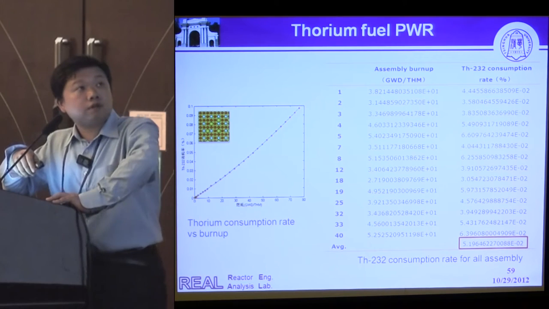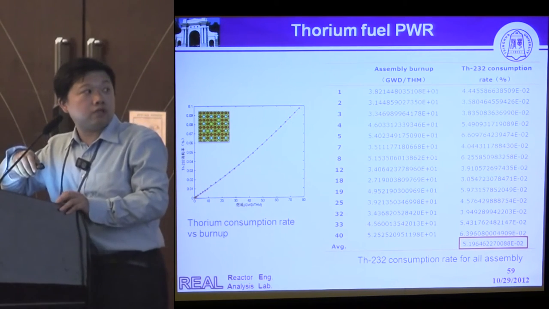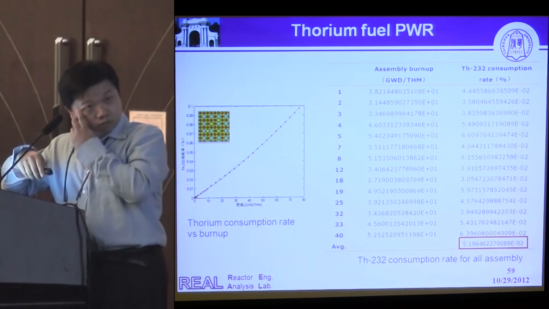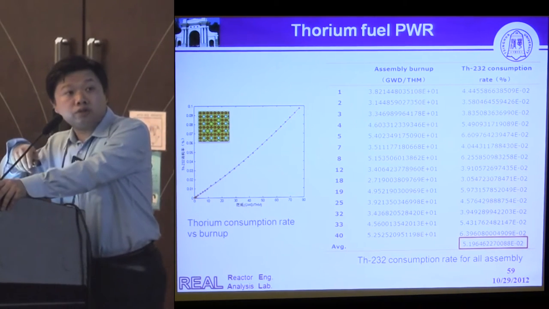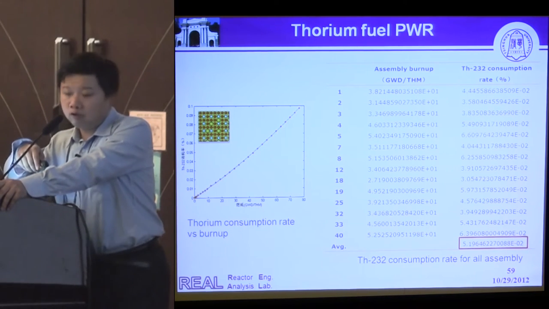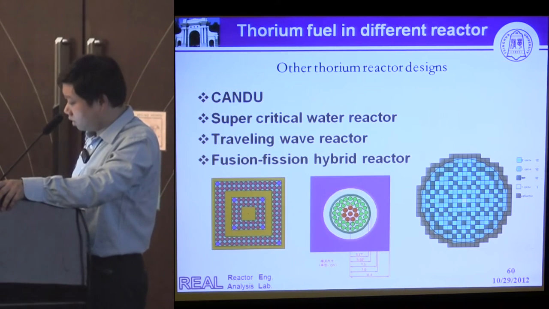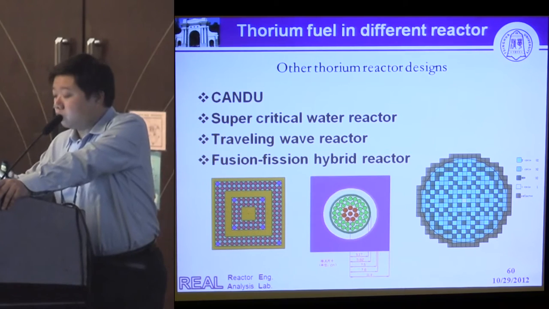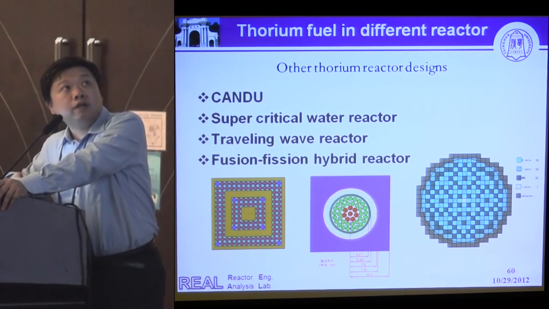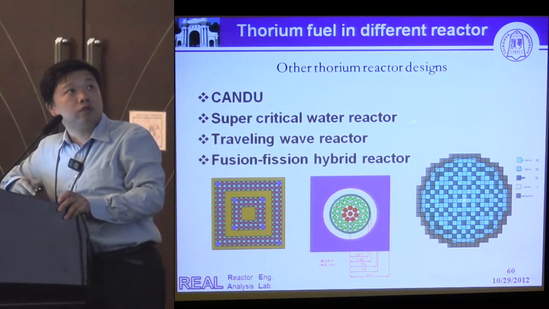And this slide shows the thorium consumption ratio with spin up. For the PWR condition, the thorium consumption ratio is about 5%, which is not very high. We have also done some research work on other reactor designs. We used thorium fuel in the CANDU reactors, the supercritical water reactors, the traveling wave reactors, and the fusion-fission hybrid reactors.